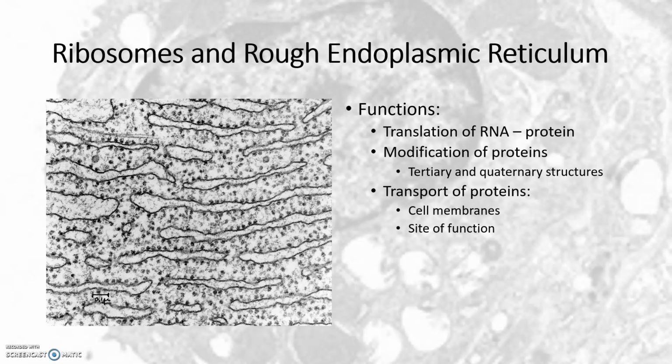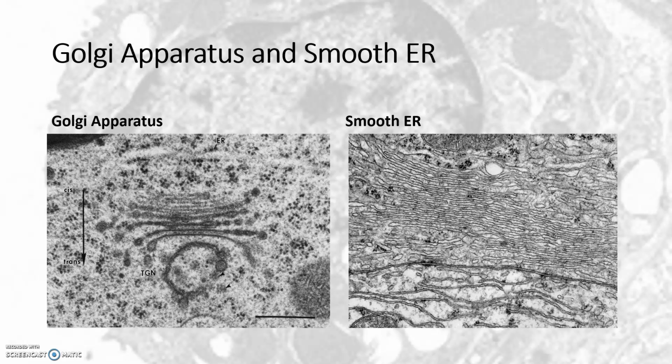These proteins are then transported to their sites of function or to the cell membranes for uses external to the cell by, in part, the rough endoplasmic reticulum.